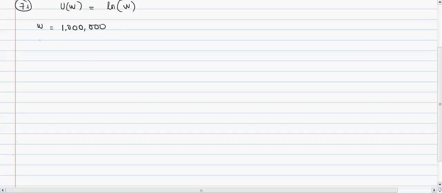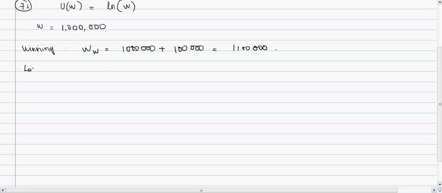Now, in the event of winning. If he places a bet and wins, he will get $100,000. So the total wealth W in the event of winning will be equal to $1 million plus 100,000, which is 1,100,000. Now in the case of losing, George's total wealth will be his initial amount of money minus the amount of loss, which is 100,000. So he will have 900,000 in the event of loss.